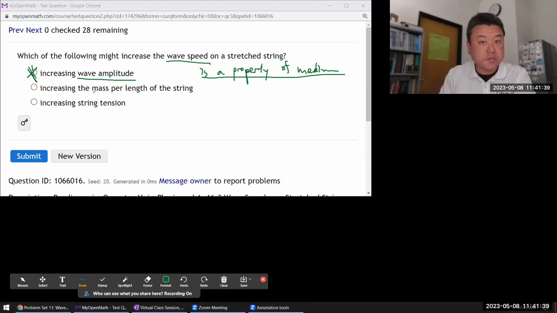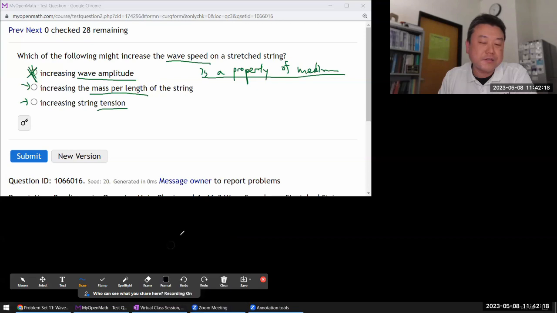Where it says increasing the mass per length of the string and increasing string tension, either of these two could be right. They are both changing the medium, the string itself. I think you can maybe guess from intuition that if there's more mass, there's more inertia, so somehow things might move more slowly. And if there's more tension, there's more force, so maybe things might move faster.